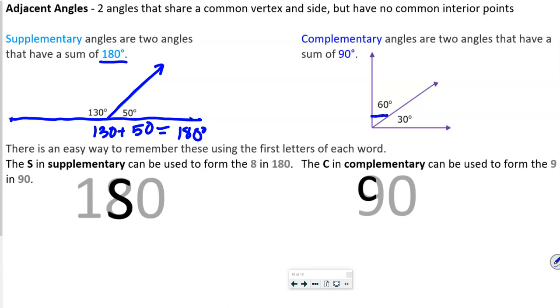Now this one over here is a right angle. This is complementary angles. They're two angles that have a sum of 90. So obviously I think all of y'all know that when you add 60 to 30, that equals 90. Now here's a way to remember them. If you think of supplementary 180, you can draw an S on that 8. See that? And when it's a 90-degree angle, complementary has to do with a C. Now the other way I remember this is S is further along in the alphabet than C. So I remember that S has to do with the bigger number and C has to do with the smaller number. Two ways for you guys to remember what those terms mean.